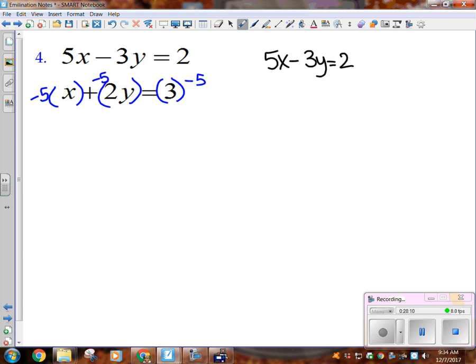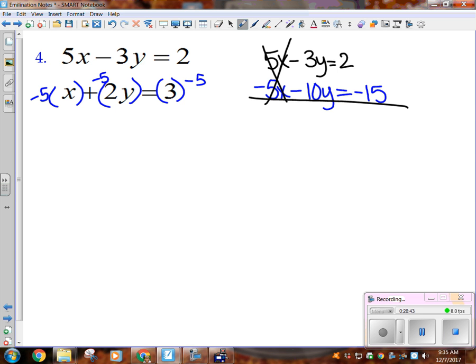What's negative 5 times x? Negative 5x. What's negative 5 times 2y? It's negative 5 times 2, negative 10y. What's 3 times negative 5? Negative 15. Now, I'm ready to add them up. I had to reason it out. I had to make sure of which one I want to eliminate. So this one is the one that's gone.